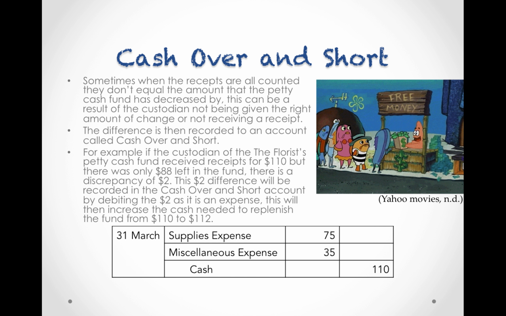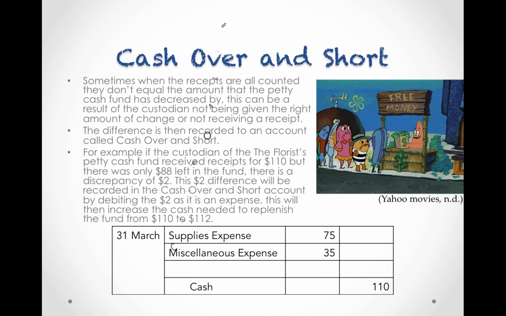For example, if the custodian of the florist's petty cash fund receives receipts for $110, but there was only $88 left in the fund, there is a discrepancy of $2. This $2 difference will be recorded in the cash over and short account by debiting $2 as an expense, which will then increase the amount of cash needed to replenish the fund from $110 to $112.